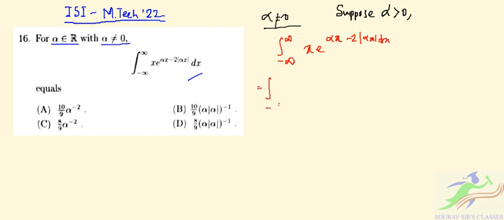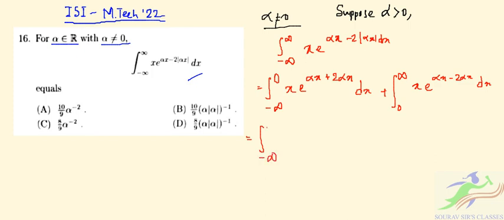So from here we can write minus infinity to 0 x of e to the power alpha x plus 2 alpha x dx, plus 0 to infinity x of e to the power alpha x minus 2 alpha x dx. So it is simply nothing but minus infinity to 0 x e to the power 3 alpha x dx, and 0 to infinity x e to the power minus alpha x dx, right?